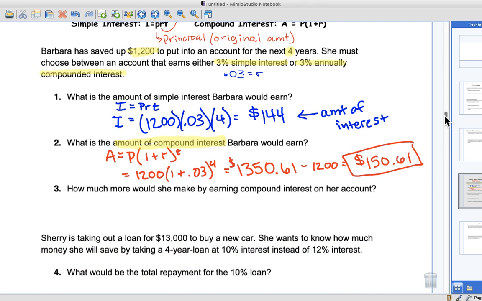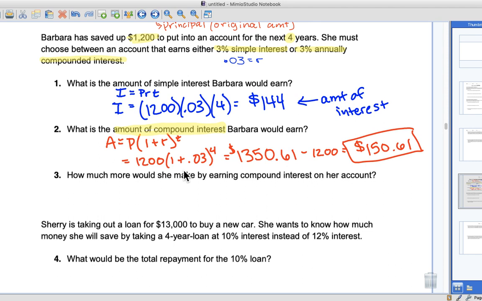All right, number 3. How much more would she make by earning compound interest on her account? So how would I solve that? Subtract them. So that comes out to $6.61.